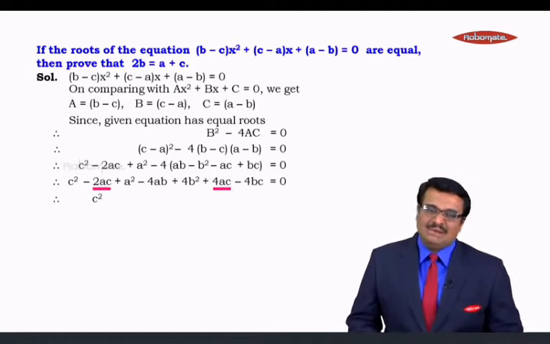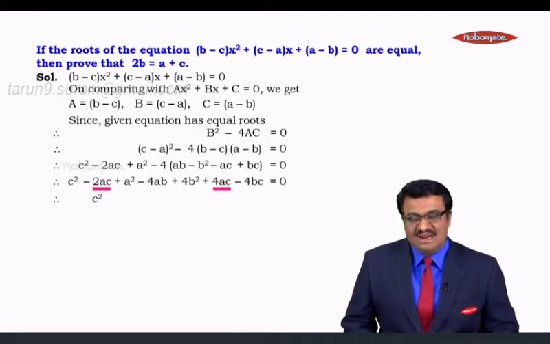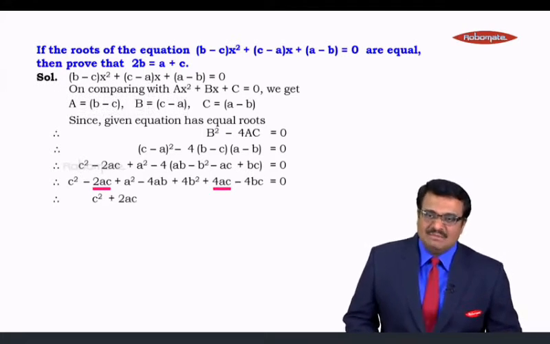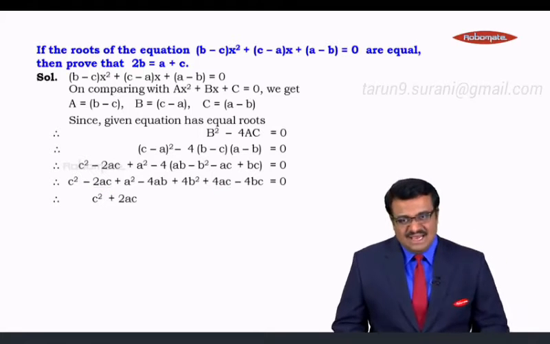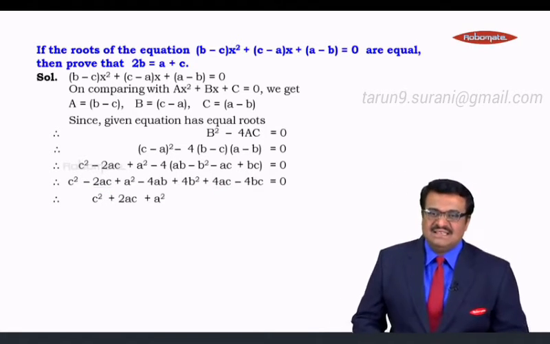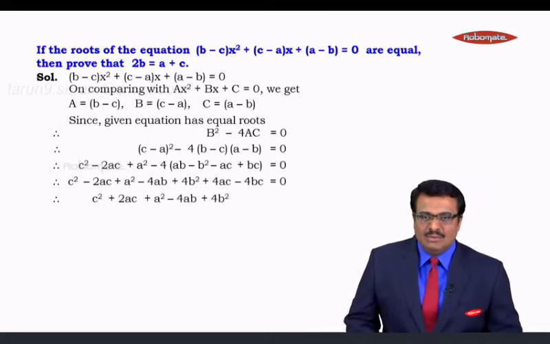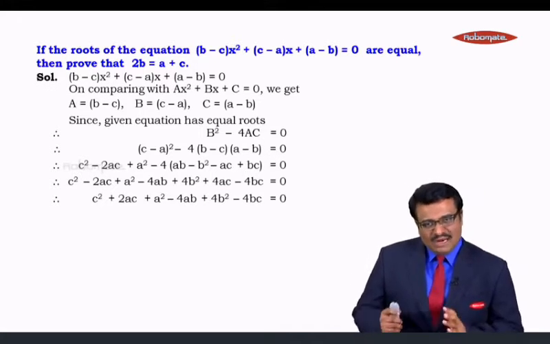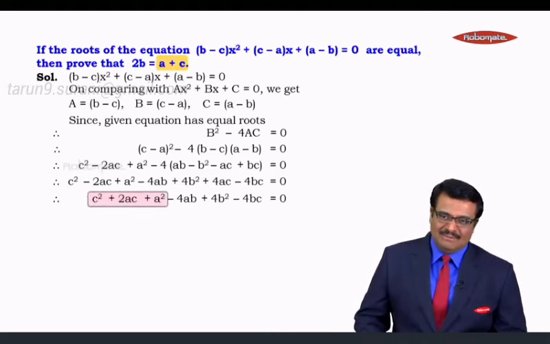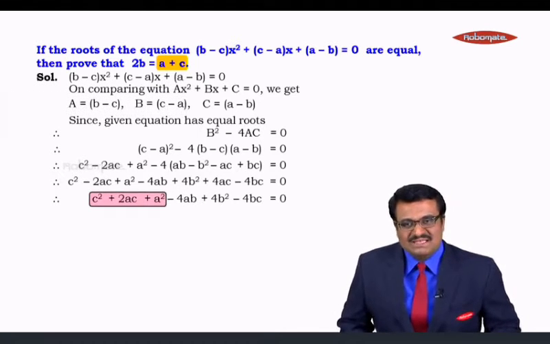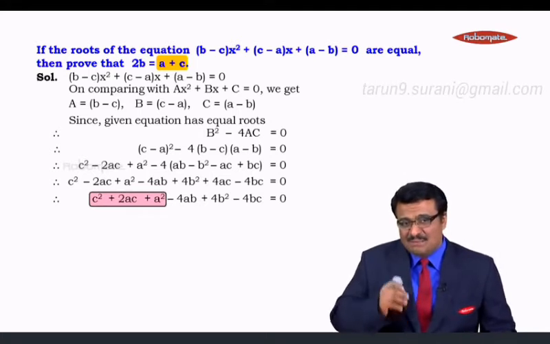Minus 2ac and plus 4ac are like terms, can be added. Minus 2ac plus 4ac becomes plus 2ac, plus this a square and all the other terms as it is, minus 4ab plus 4b square minus 4bc is equal to 0. Now, if you look at the first three terms, c square plus 2ac plus a square, don't you think it is a plus c the whole square?